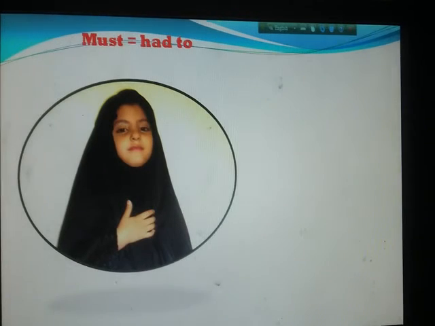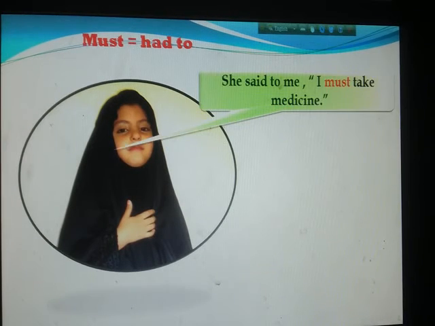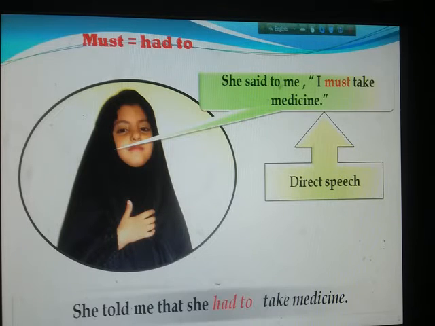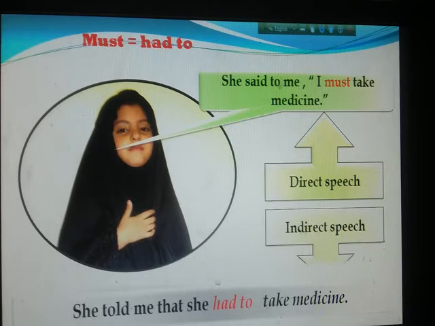Next, must will be changed to had to. Look at the example. She said to me, I must take medicine. So here must will be changed into had to. So she told me that she had to take medicine. Is the point clear? I think it is clear.